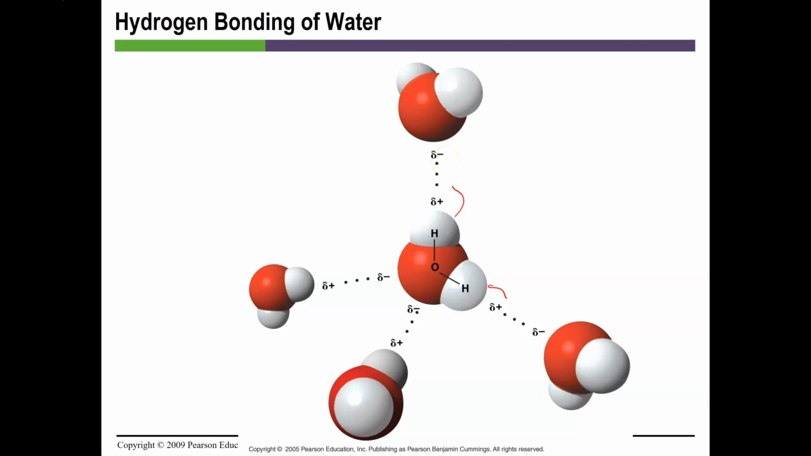And it's forming to the oxygen end of another water molecule. Remember, with hydrogen bonds, the opposite ends attract. So the hydrogen end of one water molecule is attracted to the oxygen end of another water molecule. That same phenomenon is happening over here with this water molecule and this hydrogen and oxygen.